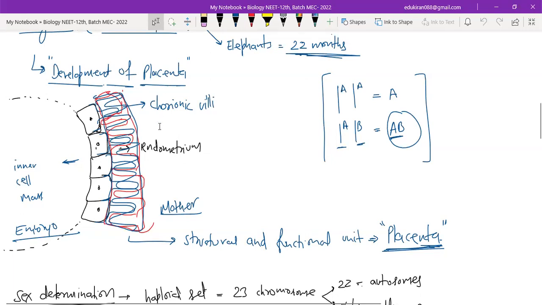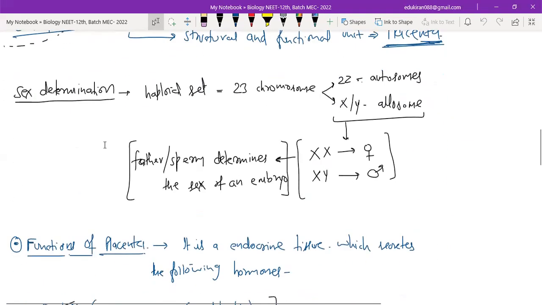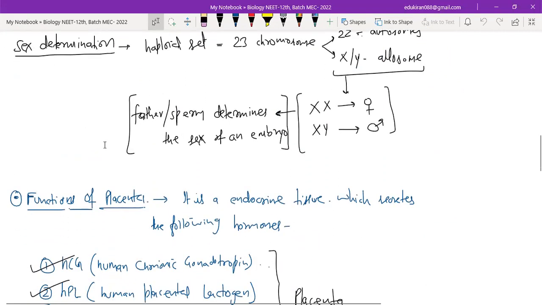Yes. And what is a placenta? It is a structural and functional unit between the developing embryo and the mother. Remember this diagram that we made? Chorionic villi from the embryo, the cells of the trophoblast, they develop chorionic villi, and the tissues from the endometrium form the placenta with it, right? Yes, perfect.